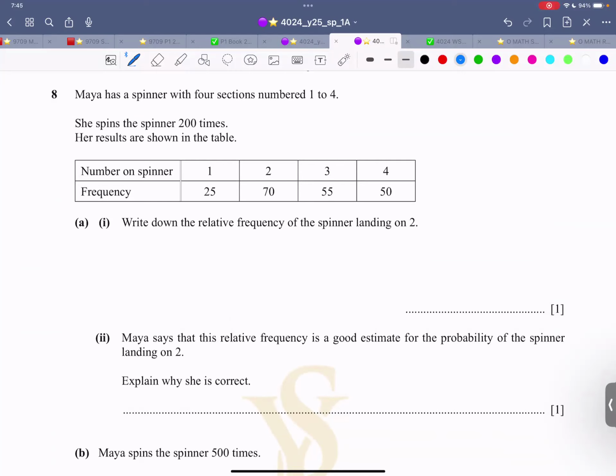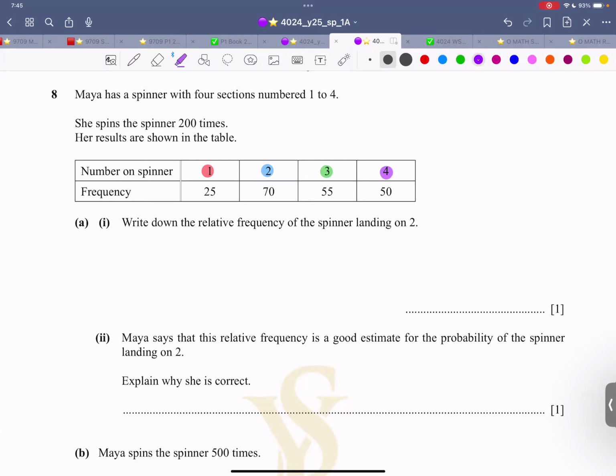Now, this question over here, it's about the concept. Maria has a spinner with 4 sections numbered 1, 2, 3, 4. So there are 4 sections over here. So hold for a second, let me just mark it. This is 1, this is 2, this is 3, and this is 4. I'm just doing it for fun, so I can just focus on it.